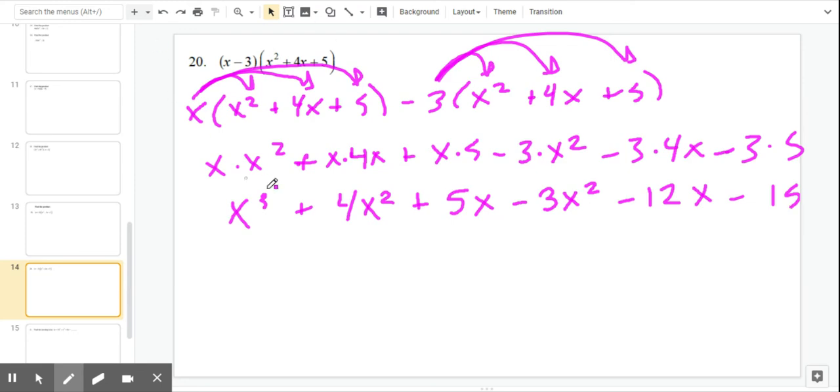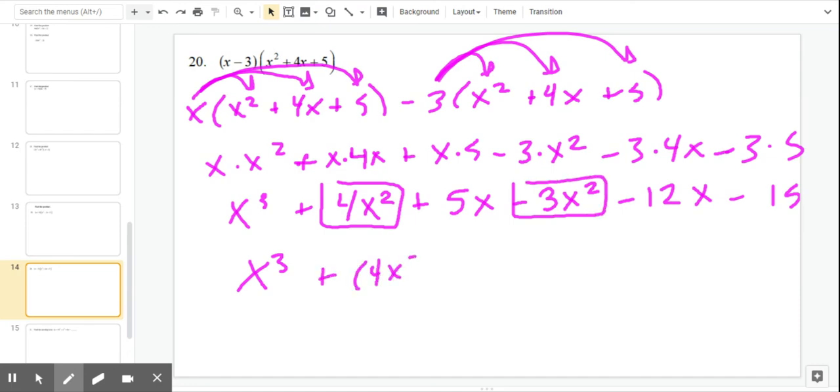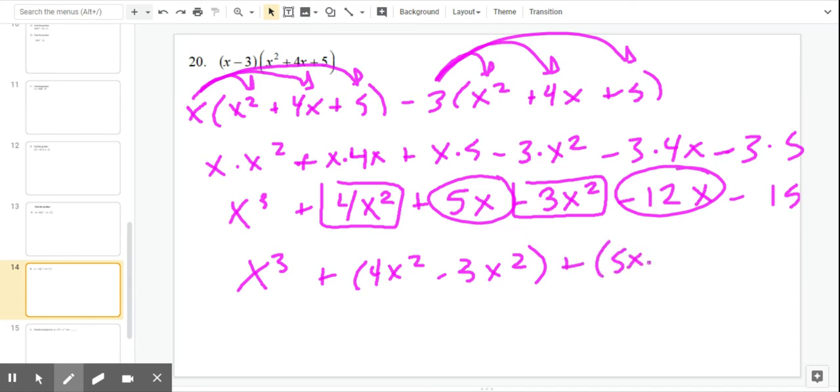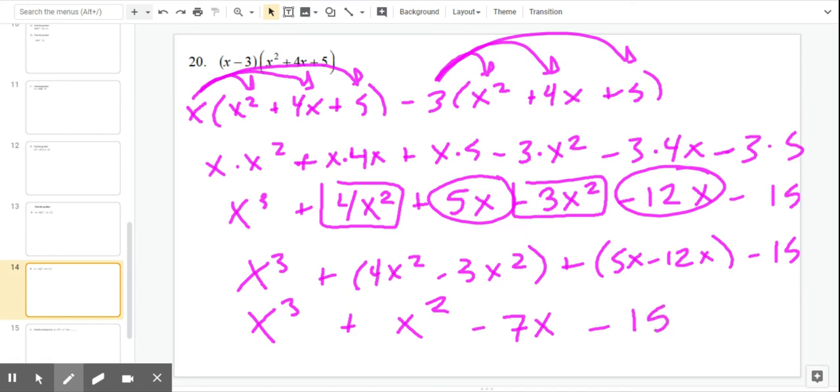So x cubed, that's the only x cubed term here, so that stays as it is. Then we've got plus 4x squared minus 3x squared. And then we have 5x minus 12x. And then minus 15 is all alone. That's the only constant term. So x cubed, 4x minus 3x is plus 1x squared. 5x minus 12x is going to leave us with minus 7x, and then minus 15. And that's all we can do.